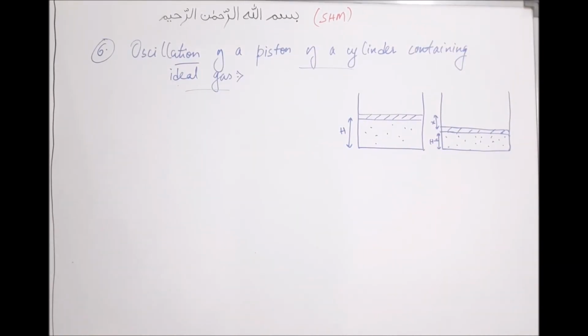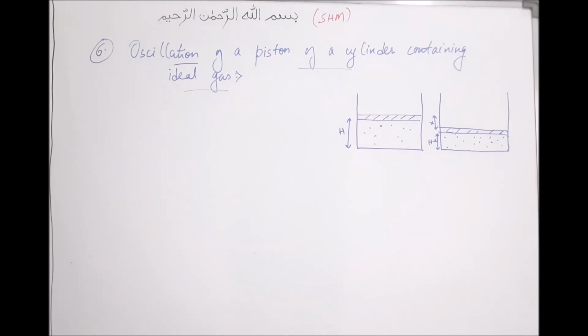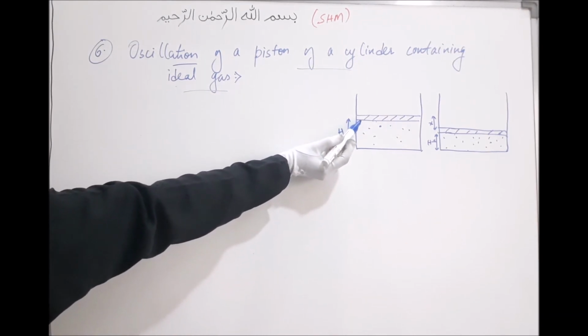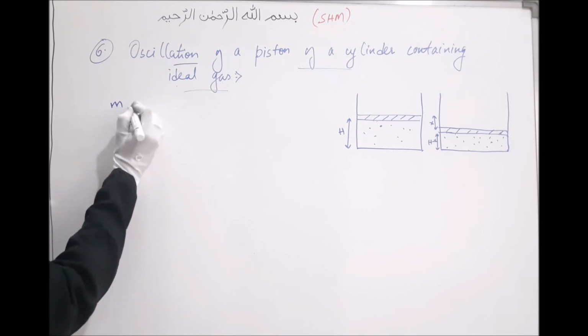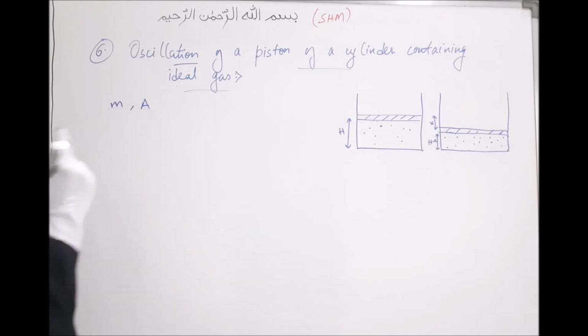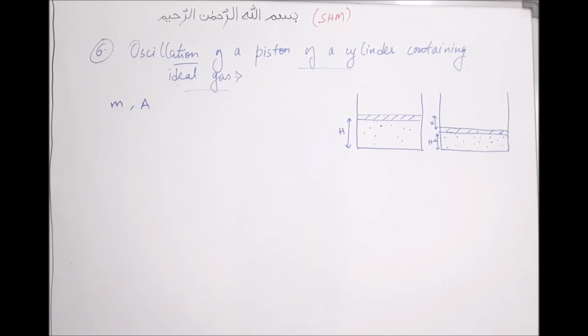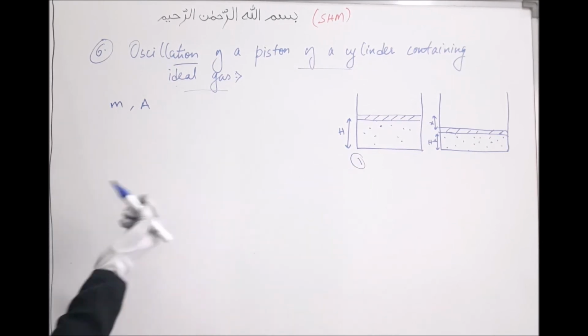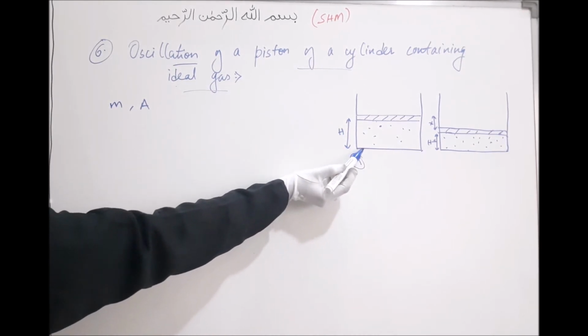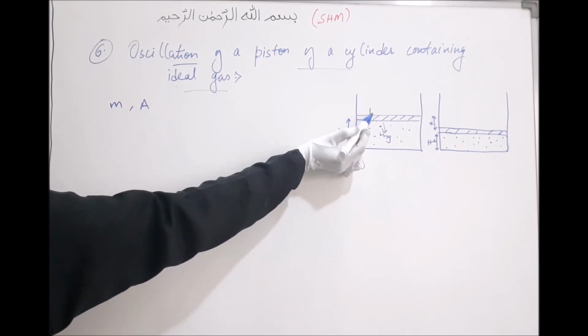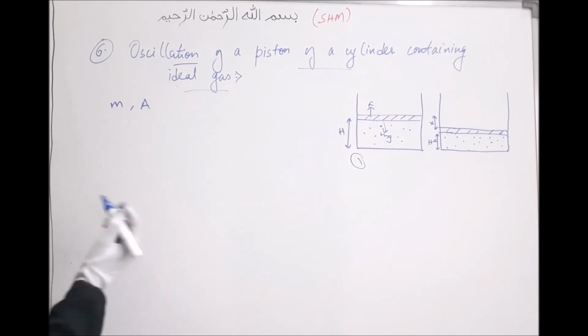The last system we are going to look at is the oscillation of a piston of a cylinder containing ideal gas. Consider a vertical cylinder consisting of a freely moving piston of mass m. Let A be the area of cross section of both the piston as well as the cylinder, and this cylinder is containing ideal gas. Now at equilibrium, in this case, the piston is at a height h from the bottom, and there is a downward force here which is mg, and there is an upward force here, and this force is nothing but pressure into area.